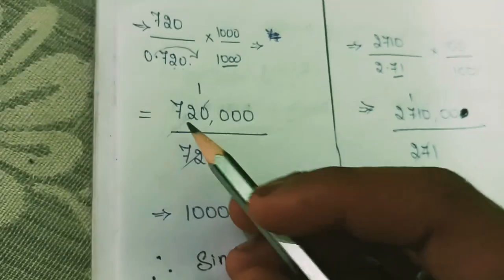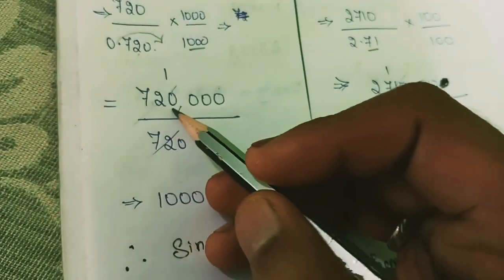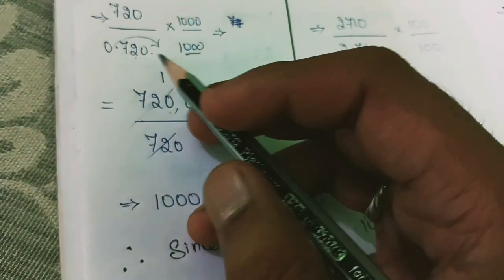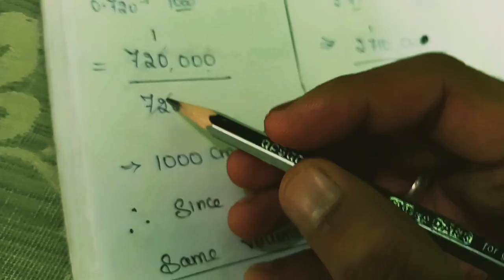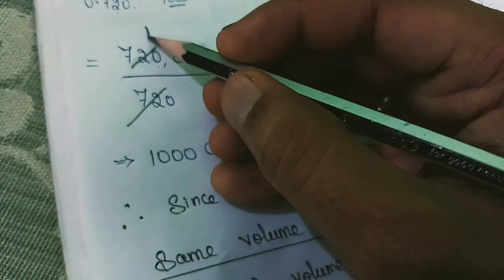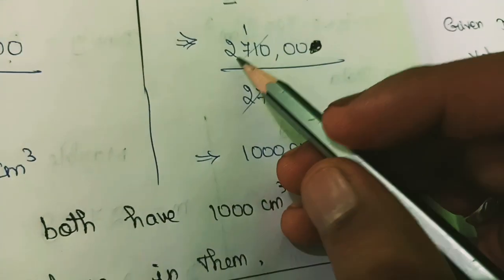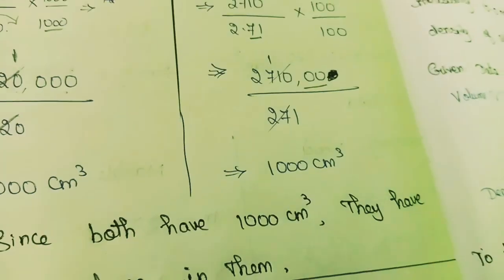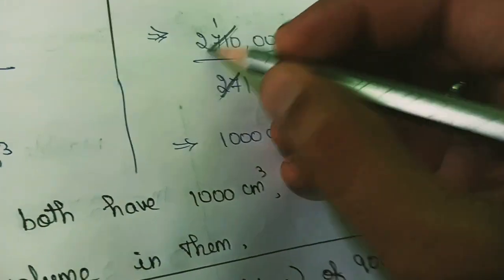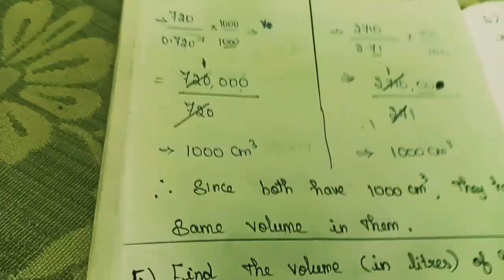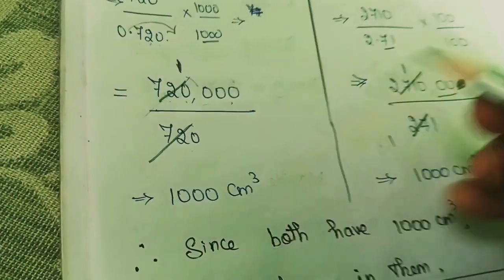So when I multiply, I am getting 720 along with the 3 zeros. Divided by, I have taken the point out, so 720. Same thing here. Now you can see 720 is 720, so I cancel it. So here I will have 1. The same thing, 2710 along with the 2 zeros I am going to multiply because it's 100. Then I am going to cancel it. So 1 by 1. Okay, you see 1000 and here also 1000.